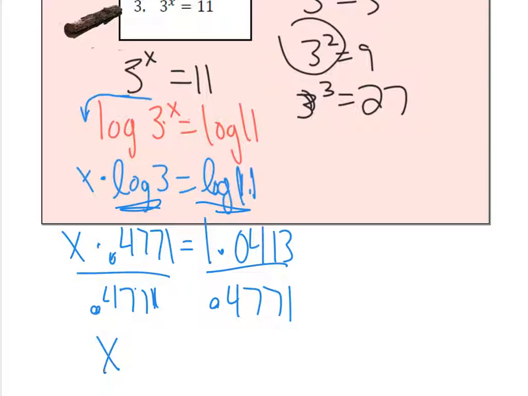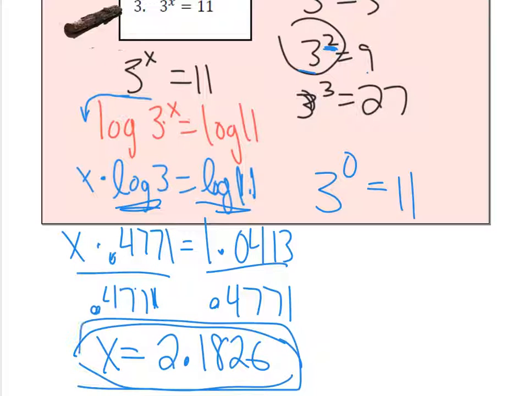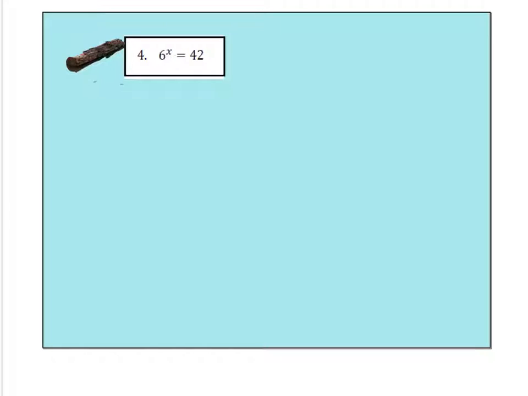So my answer becomes 2.1826. And on some level, I'm hoping that makes sense because it should be a little bit more than 2. The exponent I put on 3 to get 11 should be a little bit bigger than 2 because 3 squared is 9. So that's kind of what I'm dealing with here. That's what I'm doing. I'm taking natural logs to solve.